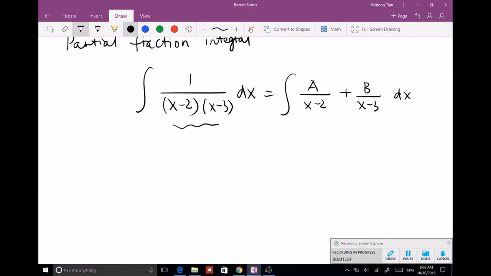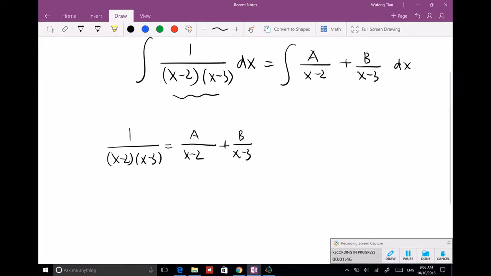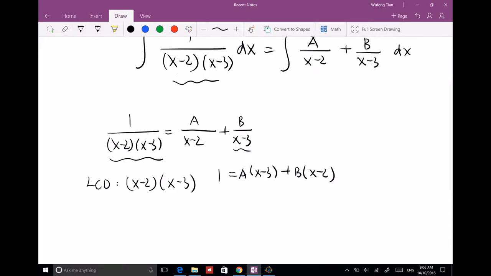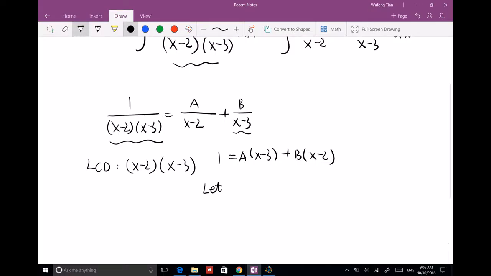So we know that 1 over (x minus 2)(x minus 3) equals A over x minus 2 plus B over x minus 3. To find A and B, you multiply everything by the LCD, which is (x minus 2)(x minus 3). So now you got 1 equals A times the other factor, x minus 3, plus B times the other factor, x minus 2. Now we solve that. Let x equals 3, solve for B equals 1. Let x equals 2, solve for A equals negative 1.